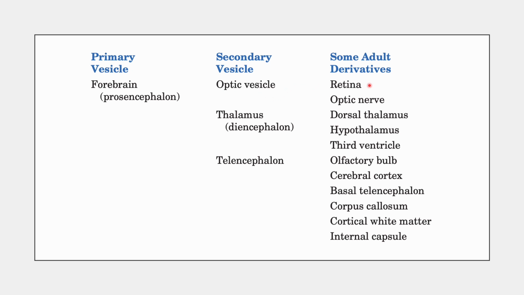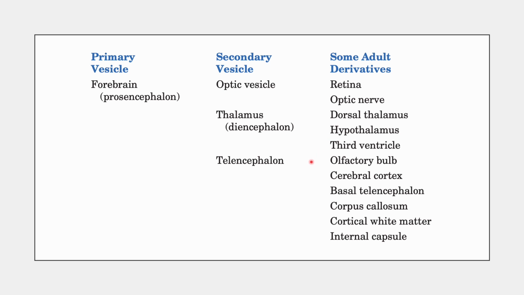interestingly, derives into the retina and the optic nerve. So that is helpful to remember that the optic nerve develops from the optic vesicle and thus plays an important role in our vision. The thalamus is also referred to as the diencephalon, and this develops into the dorsal thalamus, the hypothalamus, and the third ventricle. Later on in chapter 15, I'll teach you all about the hypothalamus and the important role it plays in our endocrine system and our stress response.